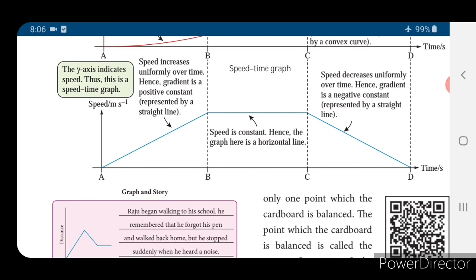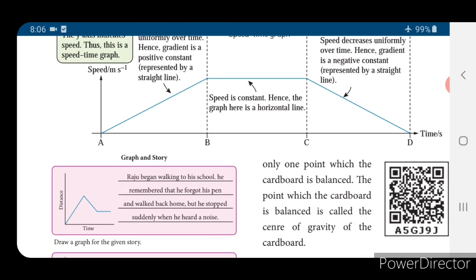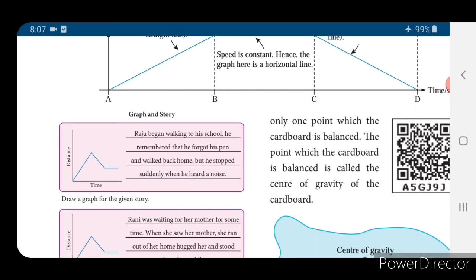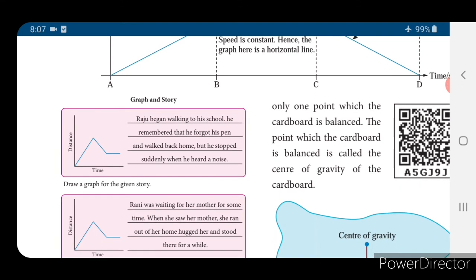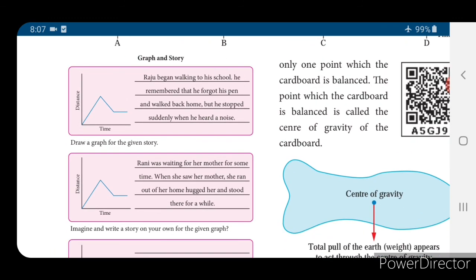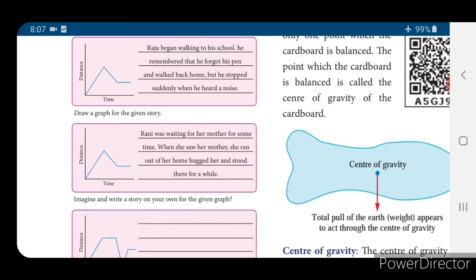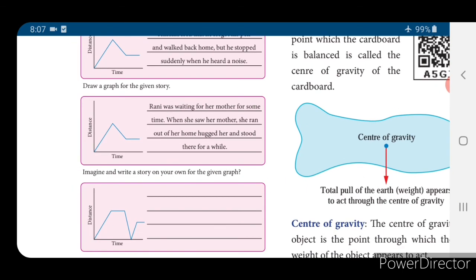Now a graph activity. Raju began walking to his school. He remembered that he forgot his pen and walked back home. But he stopped suddenly when he heard a noise. Draw a graph for the given story. Ravi was waiting for her mother for some time. When she saw her mother, she ran out of her home, hugged her and stood there for a while. Imagine and write a story on your own for a given graph. You can try this as homework.